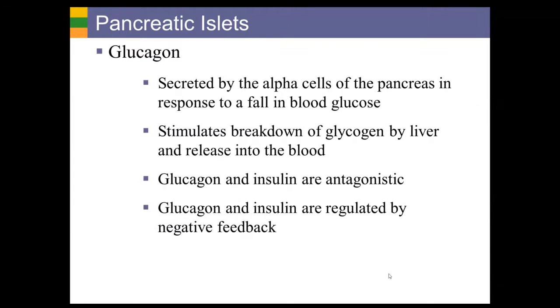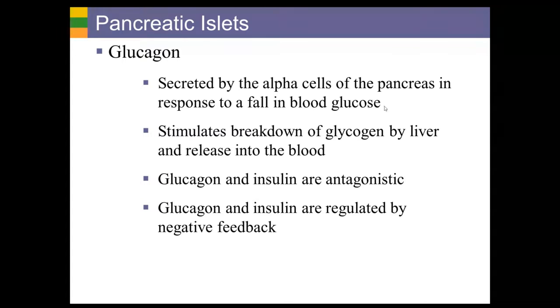Okay, so that was insulin. What about glucagon? Glucagon is a hormone that is antagonistic to insulin, meaning if insulin reduces blood sugar levels, what's glucagon going to do? It's going to increase blood sugar levels.